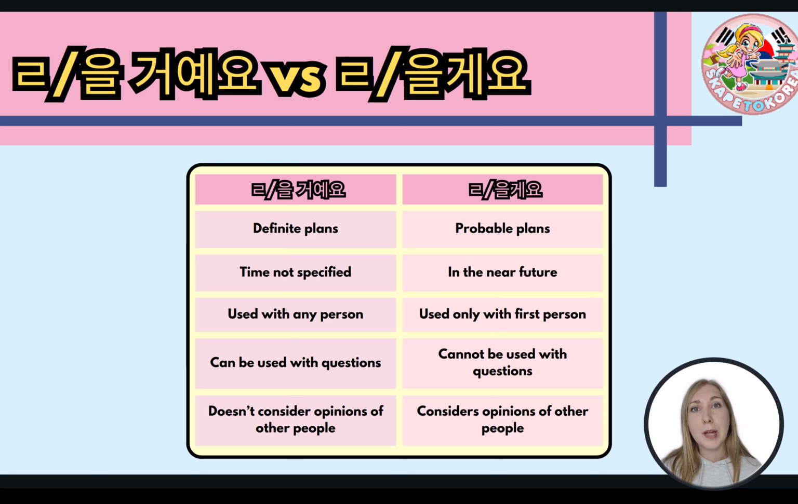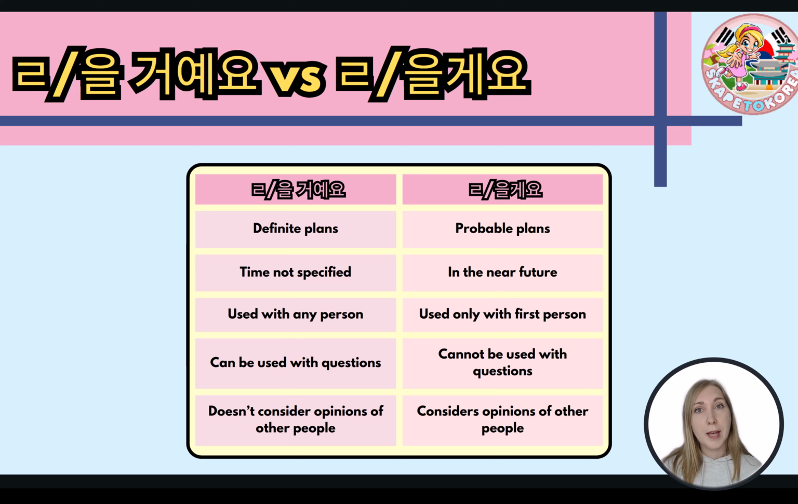And 거예요 is used with any person. You can use it with the first or third person. It doesn't really matter, but the 게요 is only used with first person. So I always will be I. You can't say she will go with the 게요 form, okay? Only ever used in the first person. And 거예요 can be used with questions, but 게요 cannot be used with questions.